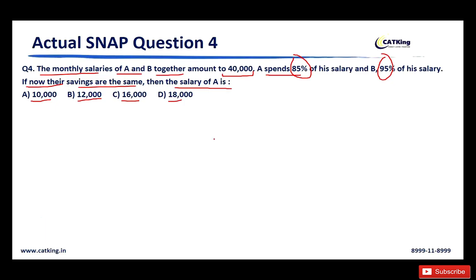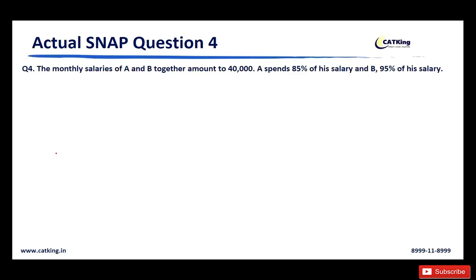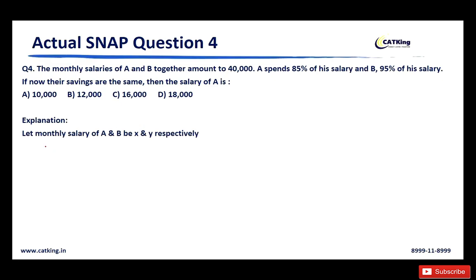I'm sure you will be able to solve this question. Please pause the video right here and try to solve this question on your own. But please make sure that you have a look at the solution and follow the approach which I am using to solve this question. So let me solve this question for you. So let me assume that the monthly salary of A and B is X and Y respectively. So for A it is X and for B the monthly salary is Y.